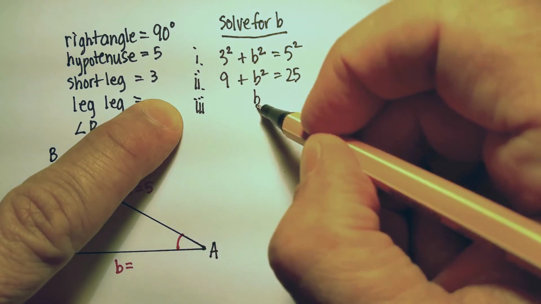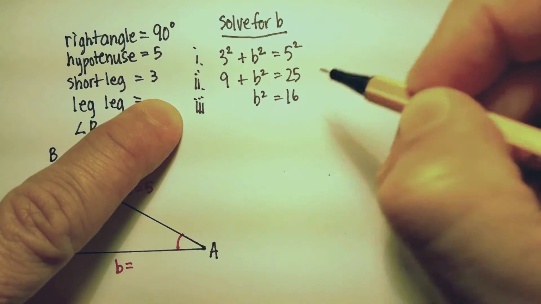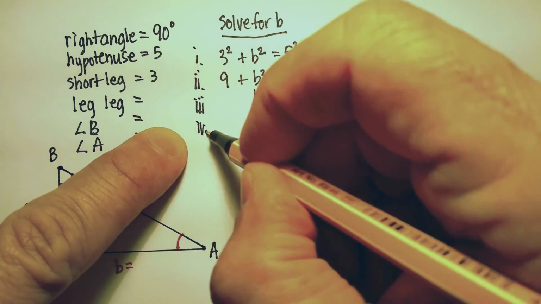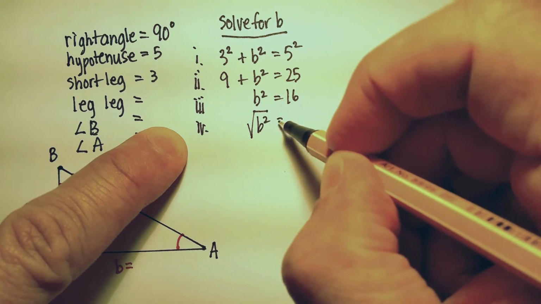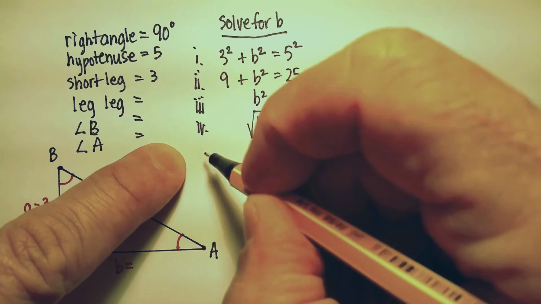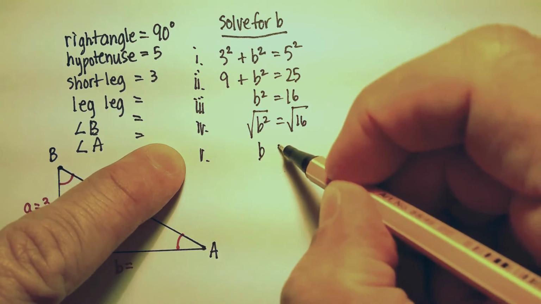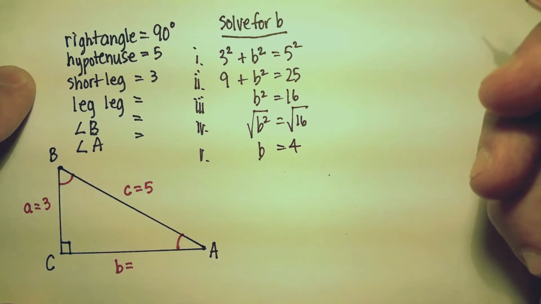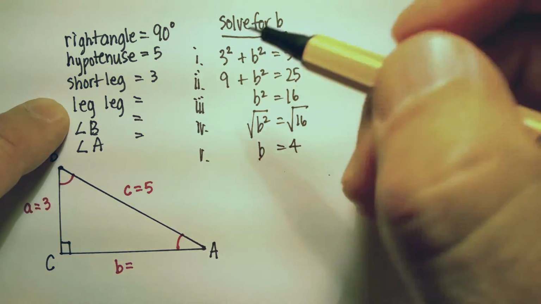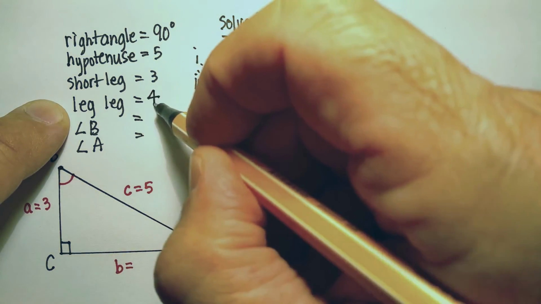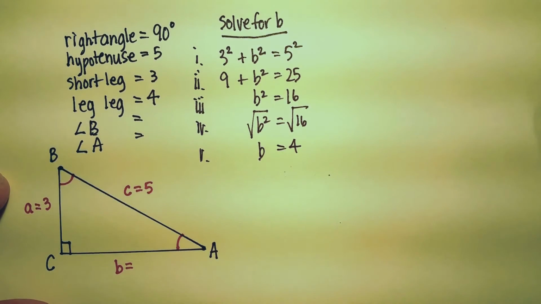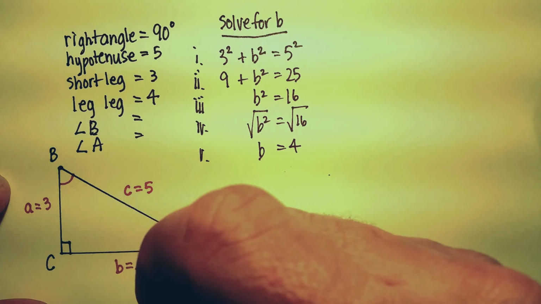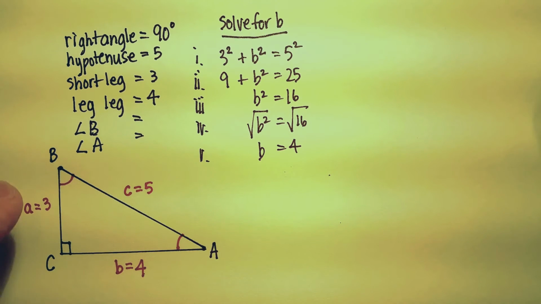Subtract 9 from both sides. I get B squared is equal to 16. Take the square root of both sides, and I end up with B is equal to 4. So now we have the long leg B is equal to 4. Now let's continue. Let me just go ahead and write that in there real quick. B is equal to 4.